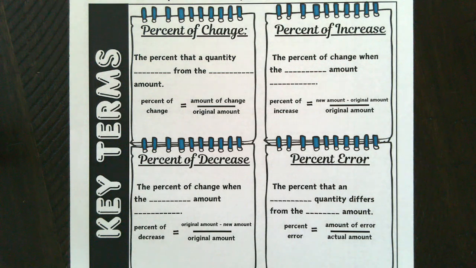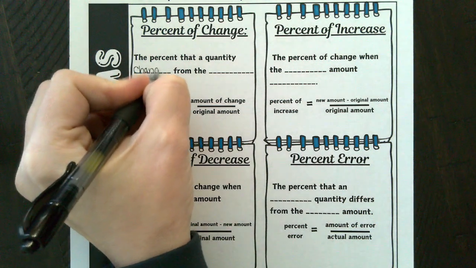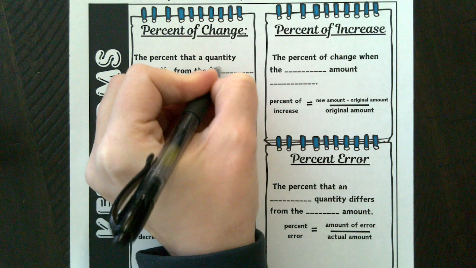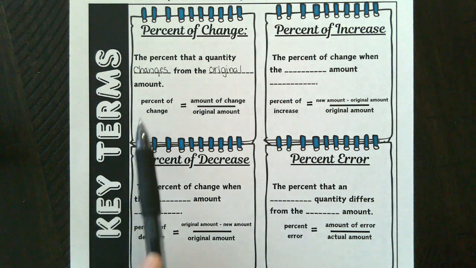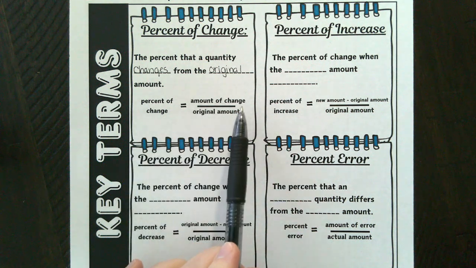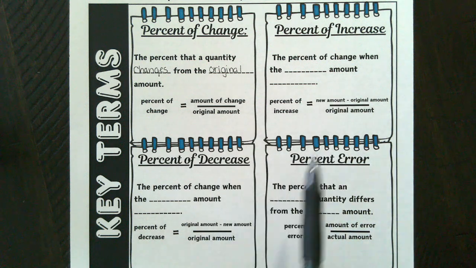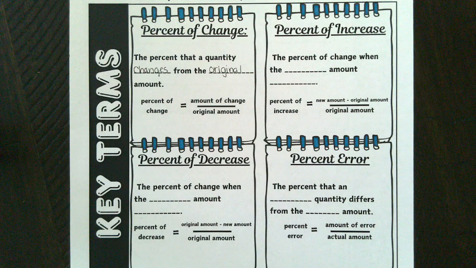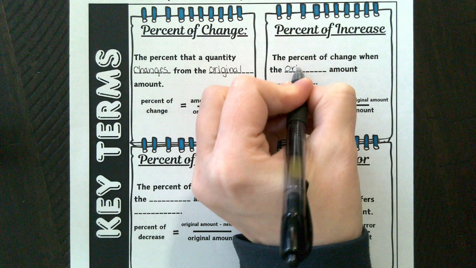So the percent of change is the first one, and that's the percent that a quantity changes from the original amount. So the formula for that is percent of change equals the amount of change over the original amount. And that's where percent of increase or decrease comes in, because we need to figure out what is that amount of change. So we have to find out, is it an increase or a decrease, and then we'll follow that formula.